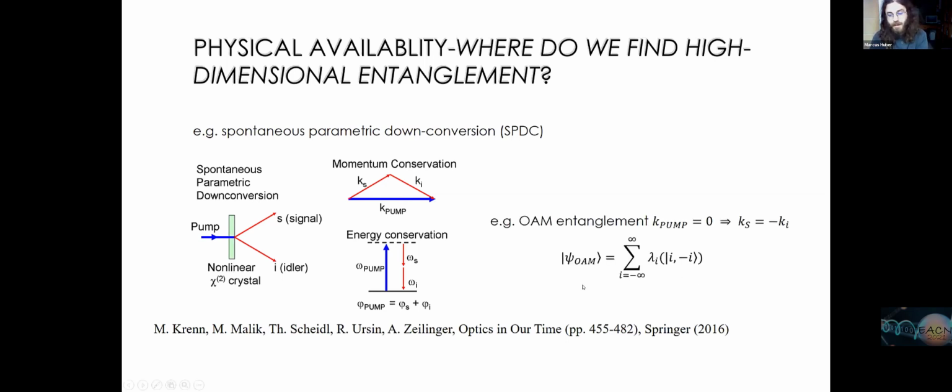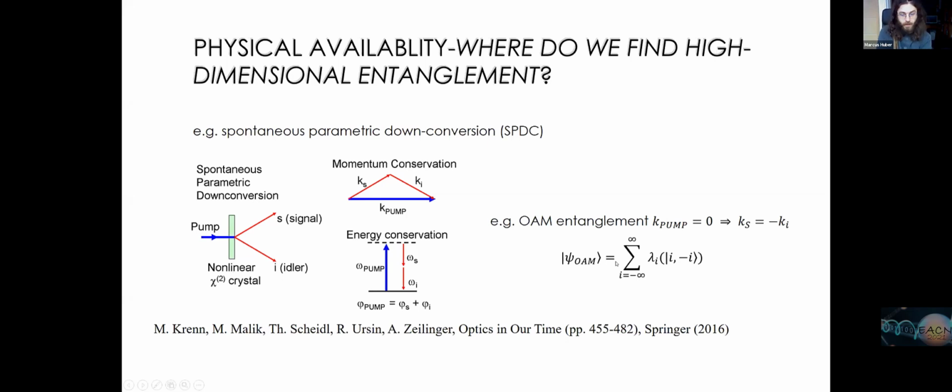Here, just as an example, the quantum state of a single photon pair in the orbital angular momentum basis will typically look a little bit like this, where I have some Schmidt coefficients lambda_i, and the signal and idler photon will have exactly opposite momentum due to momentum conservation, with the pump beam having OAM of 0.